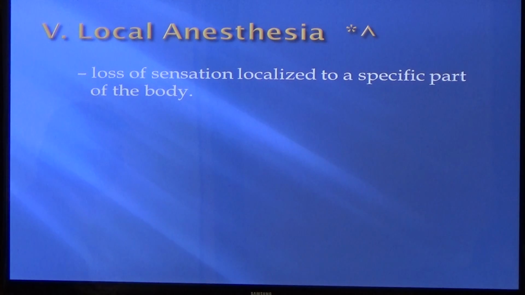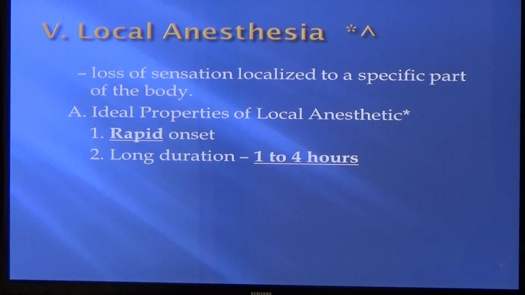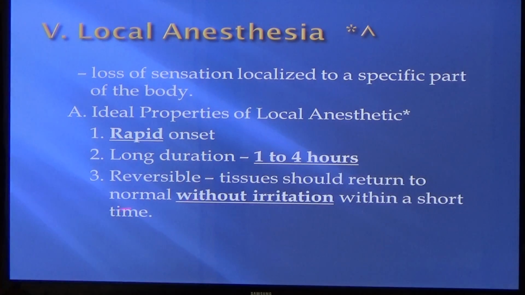Local anesthesia gives you the loss of sensation to that localized body part. The ideal properties, know these. First is rapid onset. You inject it and it starts working right away. It's going to last anywhere from 1 to 4 hours, and some are 7 hours or longer, depending on the anesthetic you use and what you need it for.